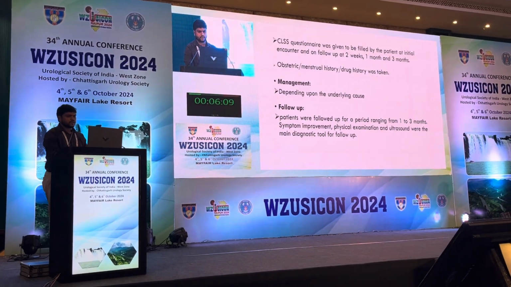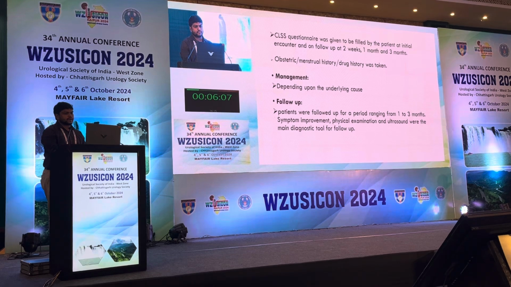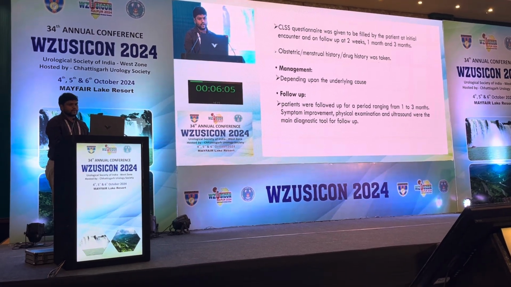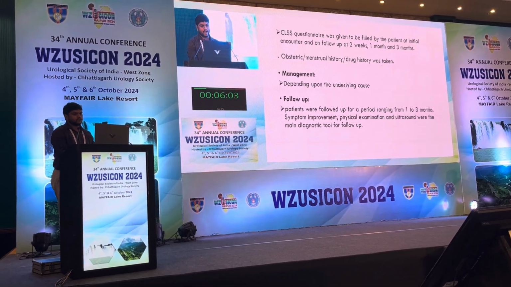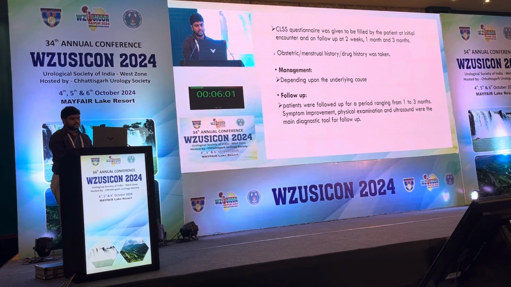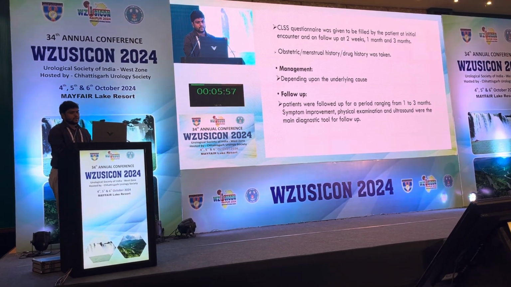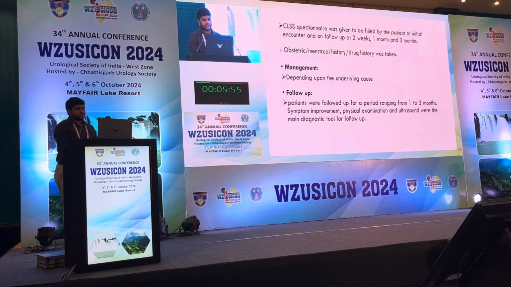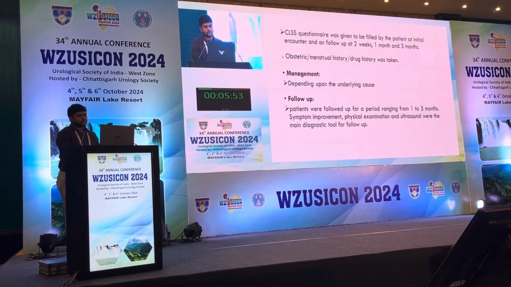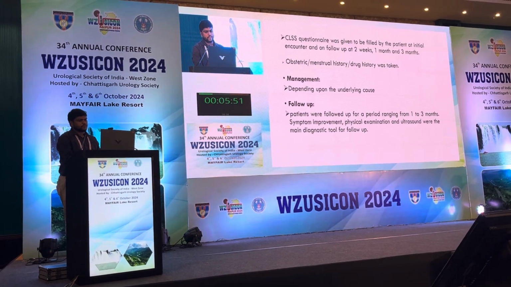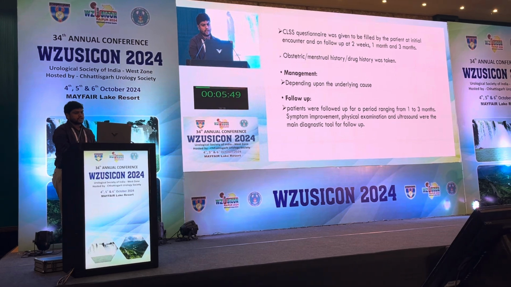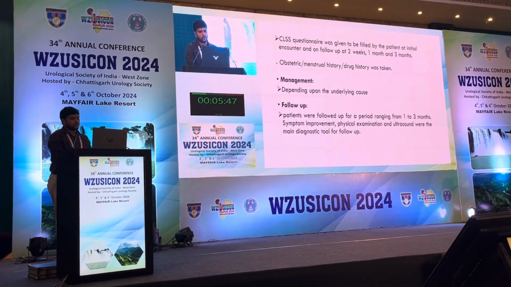A urinary tract symptom score questionnaire was given to be filled by the patients at the initial encounter and followed after 2 weeks, 1 month and 3 months. Obstetric, menstrual and drug history was taken. We did the management depending upon the underlying cause and asked the patients to follow up for a period ranging from 1 month to 3 months. Symptomatic improvement, physical examination and ultrasound were the main diagnostic tools for follow-up.